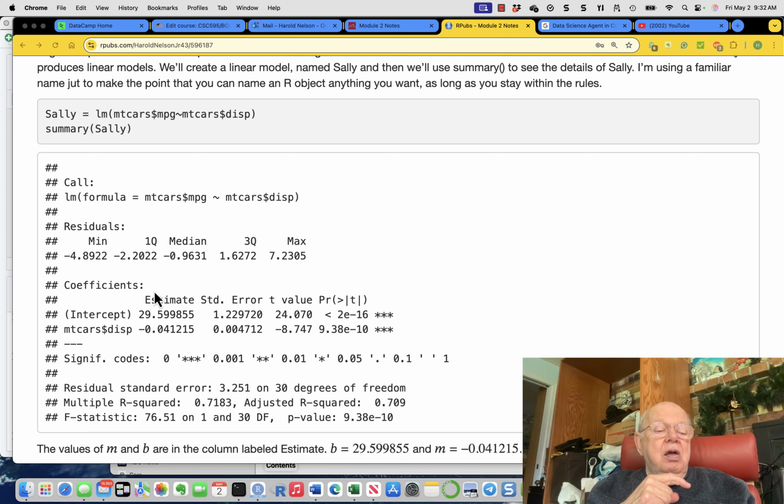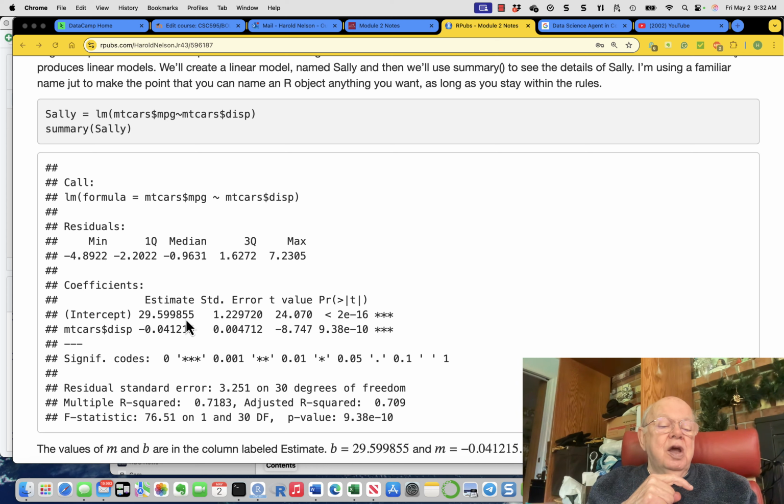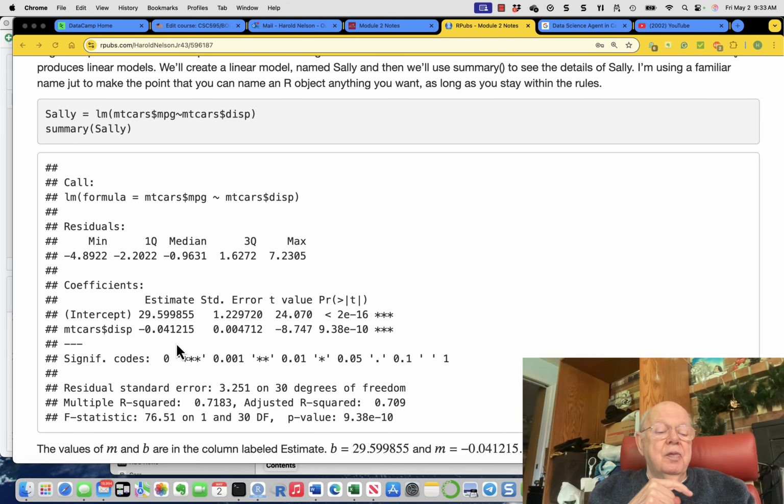The m and the b are to be found here in the estimates column. The intercept, the b, is this thing, 5.99855, and the slope is here. It says it's the slope of displacement. It's negative 0.04.